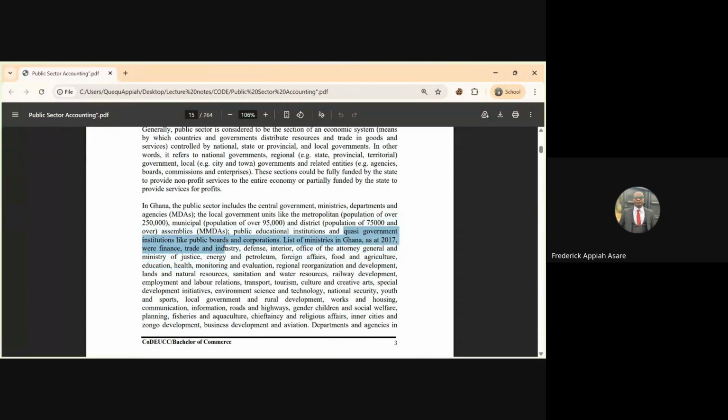Quasi-government institutions like public boards and corporations, and the list of ministries in Ghana: finance, trade, industry, defense, interior, they are all considered public sector institutions. Why? Because they are controlled by the state.